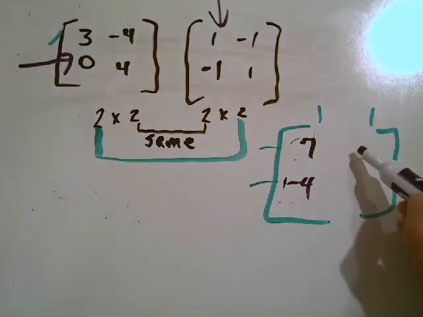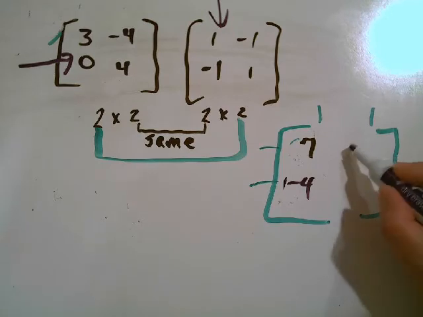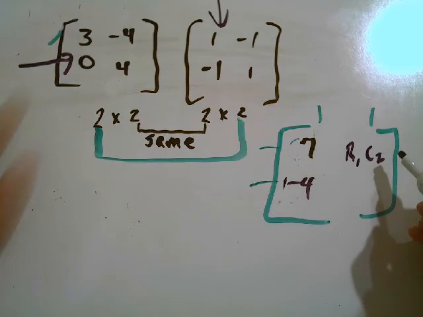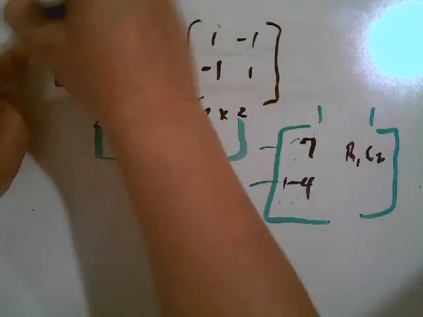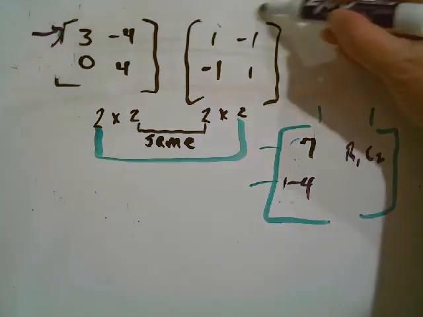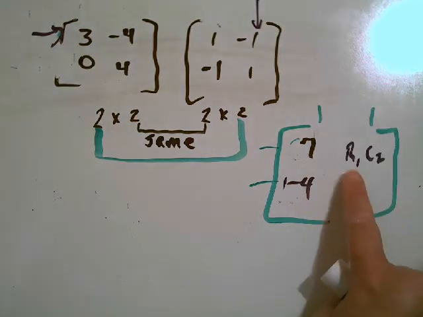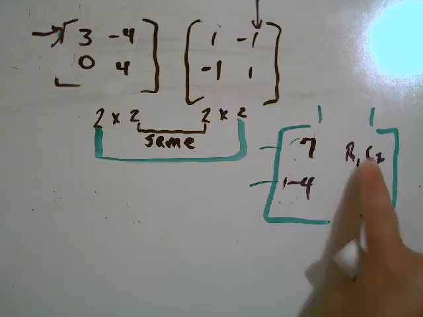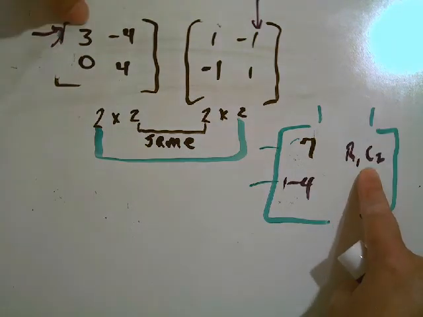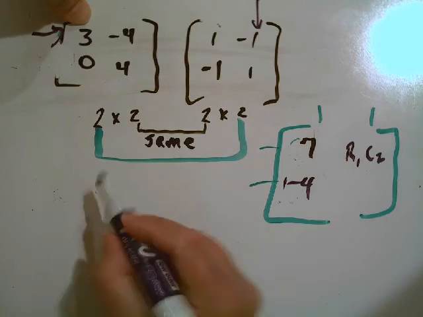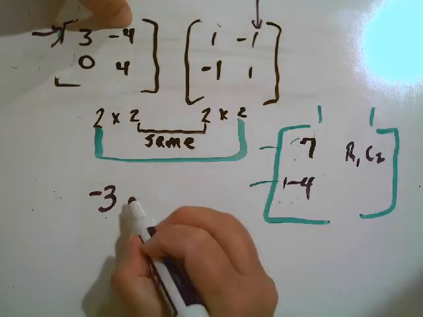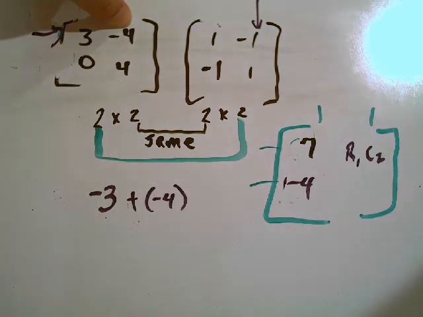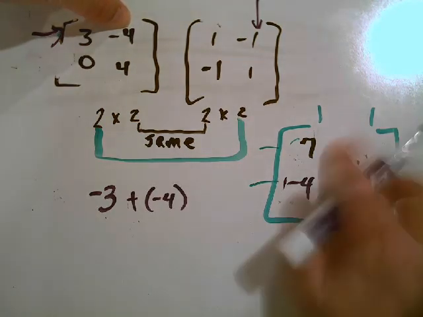This spot, and some of you may find it helpful to go ahead and write this in, this is row 1, column 2. So this time, I'm going to use row 1 of the first matrix, column 2 of the second matrix, because this is row 1, column 2. 3 times negative 1 is negative 3, and 4 times 1 is 4, and negative 3 plus 4 is 1.